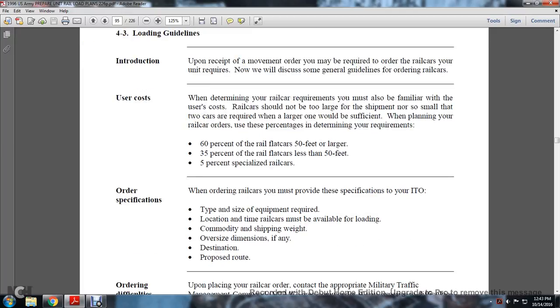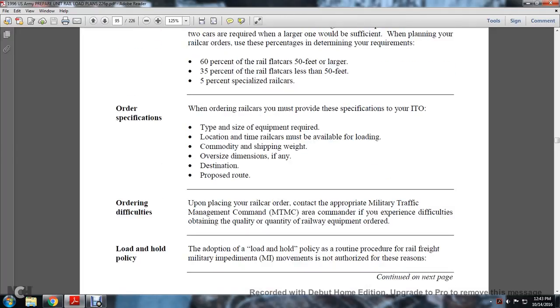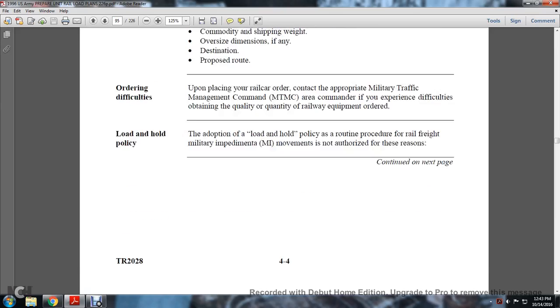Order specifications. When ordering railway cars, you must provide the specifications to your ITO: the type and size of equipment required, the location and time the railway cars must be available for loading, the commodity, shipping weight, oversized dimensions, and destination and proposed route. Ordering difficulties: place the railway car request in contact with the appropriate Military Traffic Management Command, MTMC, area command if you are experiencing difficulties obtaining the quality and quantity of railway equipment ordered. Load and handle policy: adoption of load and handle policy, routine procedure for railway freight. Military impedimenta, or MI, movements are not authorized for these reasons.